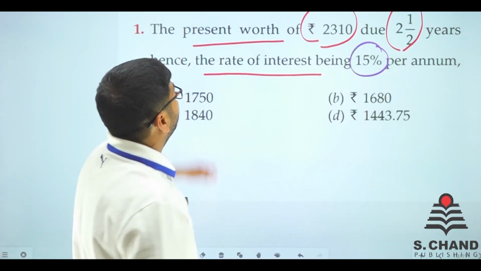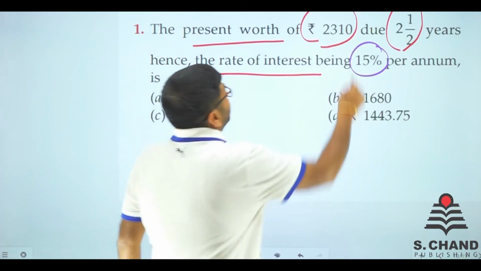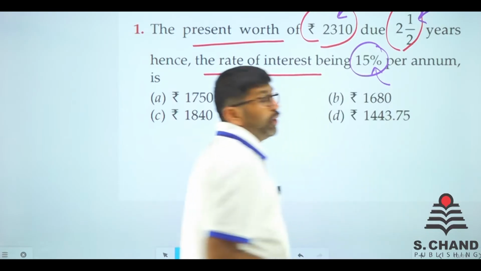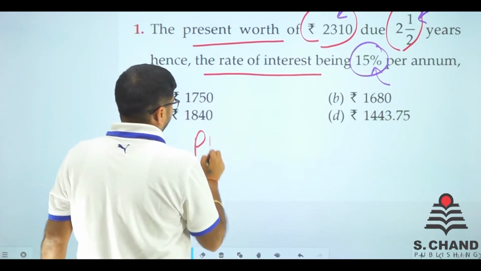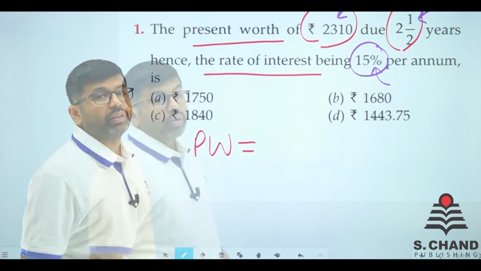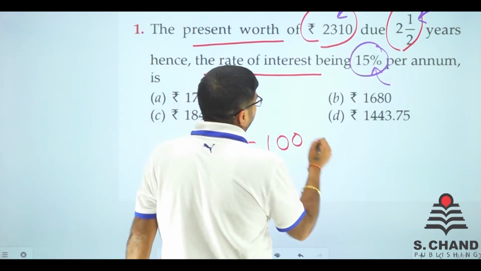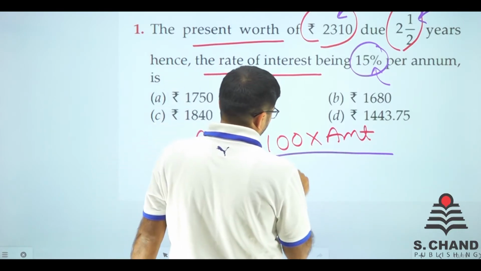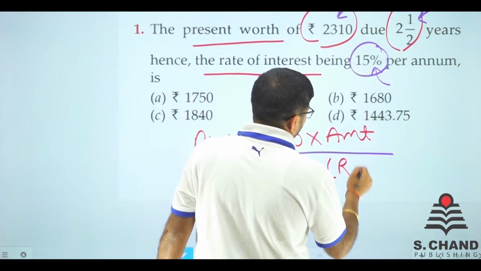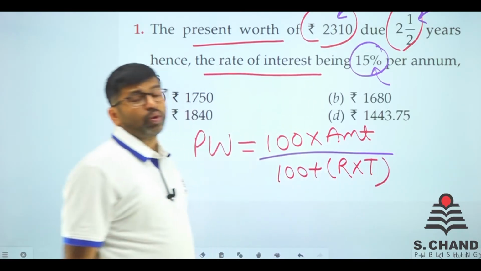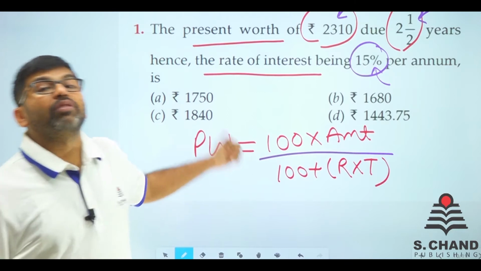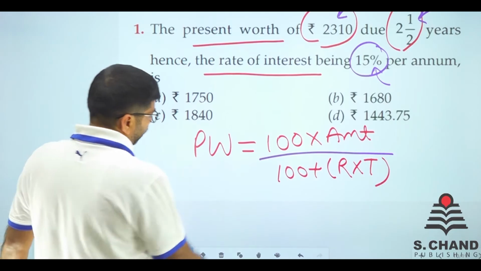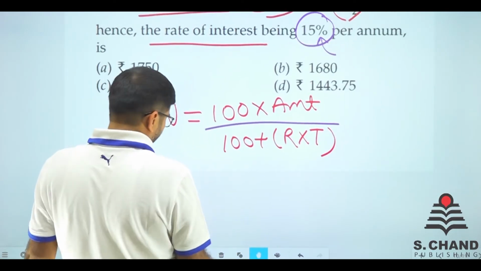So you want the present worth. See, this is the amount, this is the time, and this is R. So if you remember, what is the formula of present worth? It is 100 into amount divided by 100 plus R into T. This is the most common formula you need to remember, and that was the first formula we did, and that is a very important formula. So we just put the values and we get the answer.